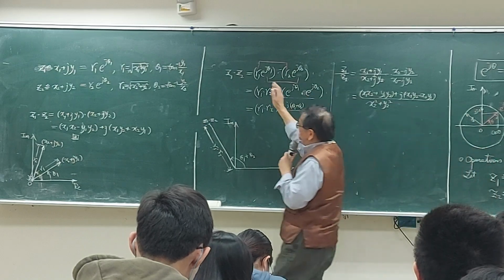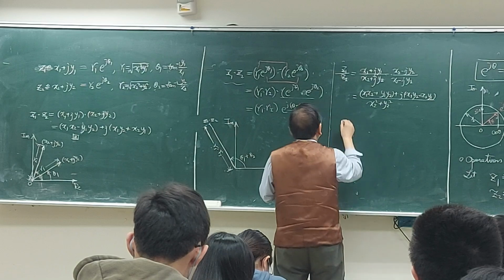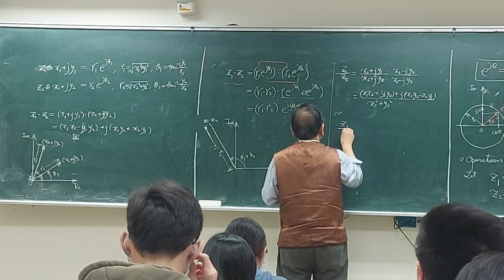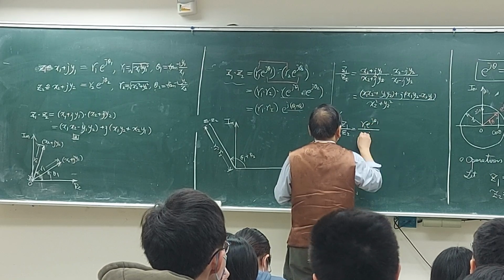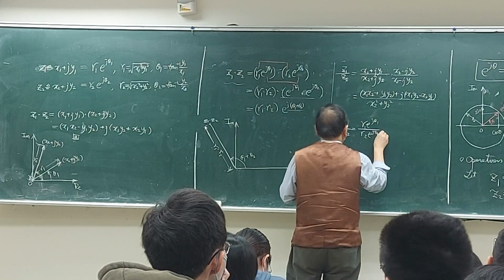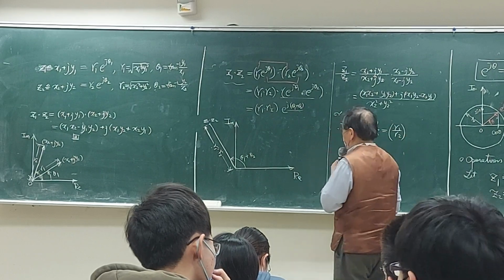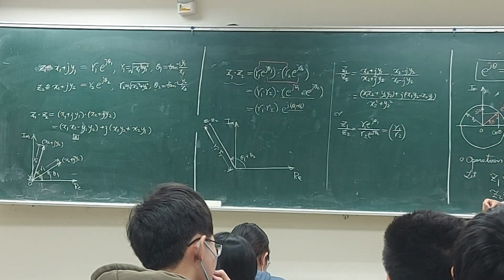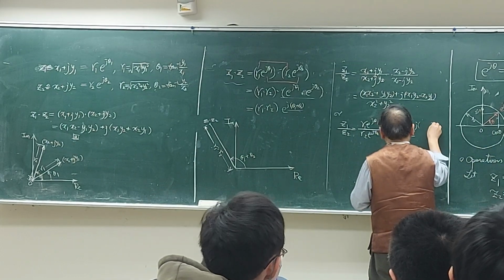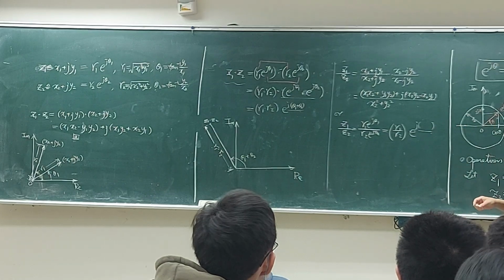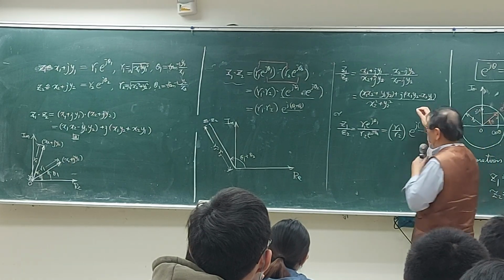Or we can use the technique we learned just a couple of minutes ago. So that is equal to R1 over R2, the magnitude of the ratio of the complex numbers Z1 and Z2, times e to the j times what? What is the exponent here? J times theta 1 minus theta 2, good, yes.